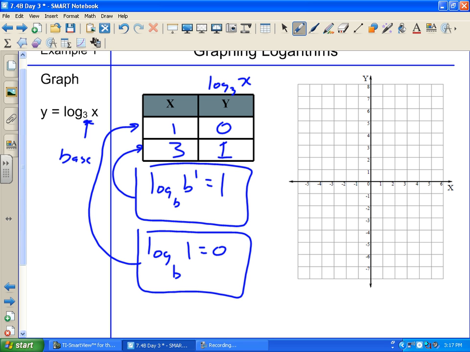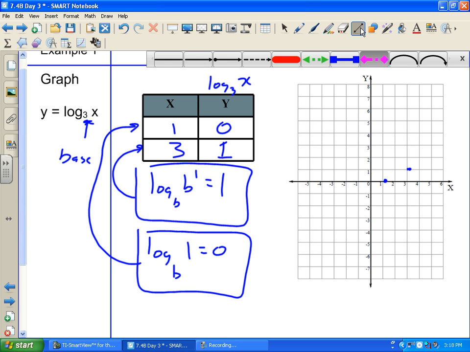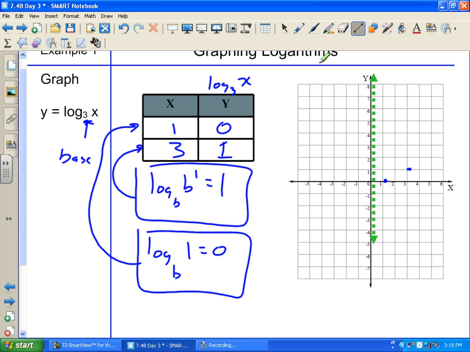Plot them. We've got the coordinate 1, 0. And we've got the coordinate 3, 1. We will now have a vertical asymptote. We'll have a vertical asymptote because we're graphing logs. Connect the dots. That's our graph. That's all we have to do.